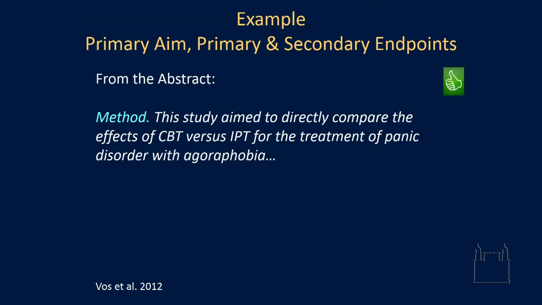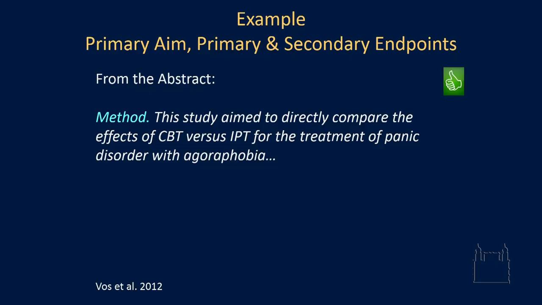You see this? It means it's good. I like the clarity of this abstract. It says, this study aimed to directly compare the effects of CBT, cognitive behavioral therapy, versus IPT, interpersonal psychotherapy, for the treatment of panic disorder with agoraphobia. Fear of crowds, doctor? Yeah. Primary outcomes, you see, objective. Primary outcomes were panic attack frequency and idiosyncratic behavioral test. Secondary outcomes were panic and agoraphobia severity, panic-related cognitions, interpersonal functioning, and general psychopathology. Boom, boom, boom. Objective, primary, secondary. Very clear. Can't get clearer than that.